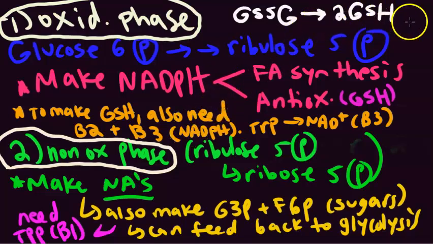So that's what I wanted to indicate in this video. How do we make this key antioxidant, which is then going to be converted back into the oxidized form of the disulfide bond between neighboring glutathione molecules, and allowing it to act as an antioxidant to scavenge free radicals.